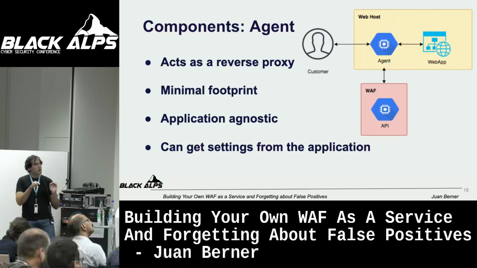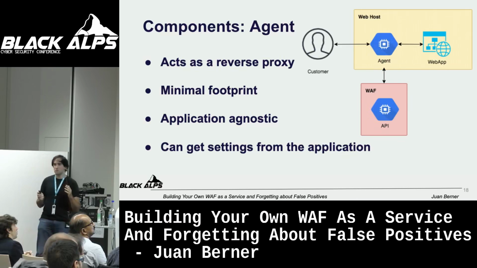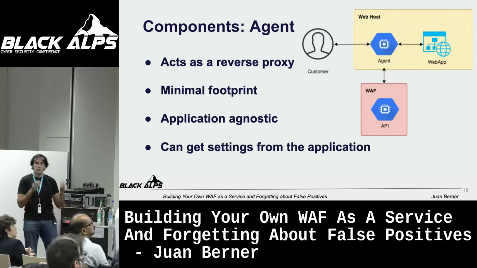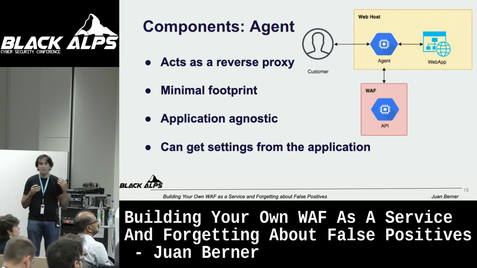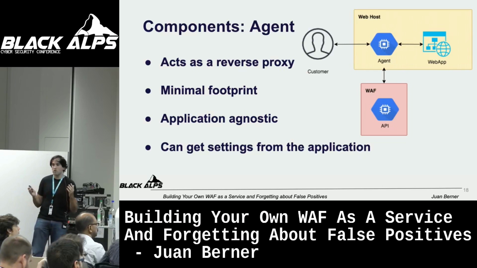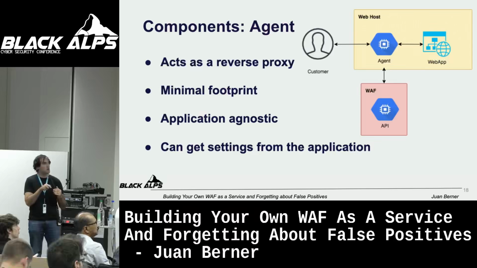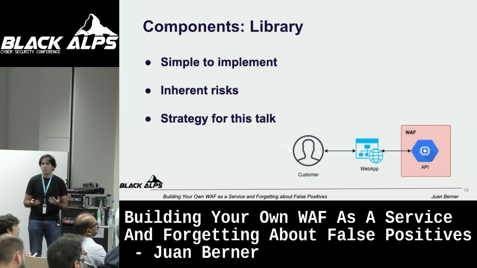Now, we have the web application here, but we need to interact with the web application firewall service. There are two options for this. One option might be to deploy an agent, which has some of the issues I mentioned around agent deployment, but it can have a minimal footprint because we're not doing a lot of logic. It's basically doing an API call, and it can interact with the application to get all the settings it needs. Or a library, which is what I'm using for this talk.